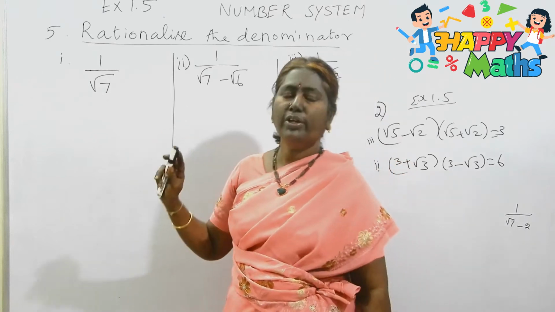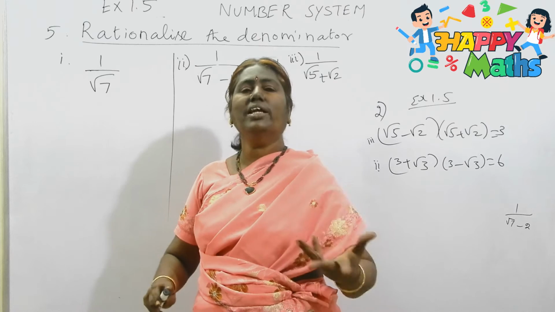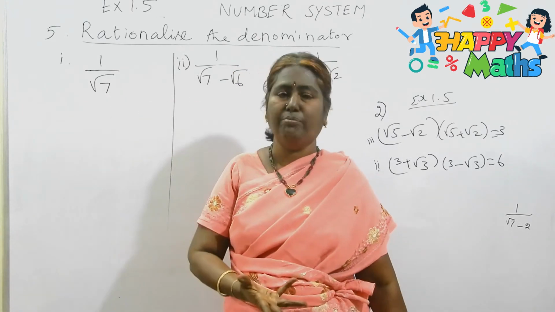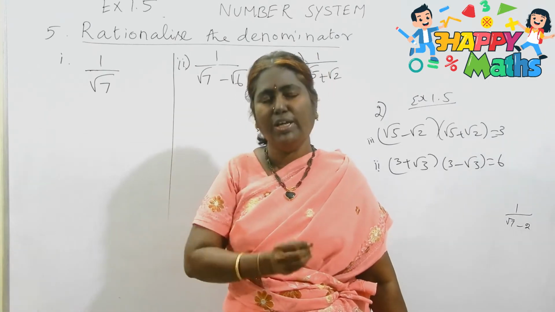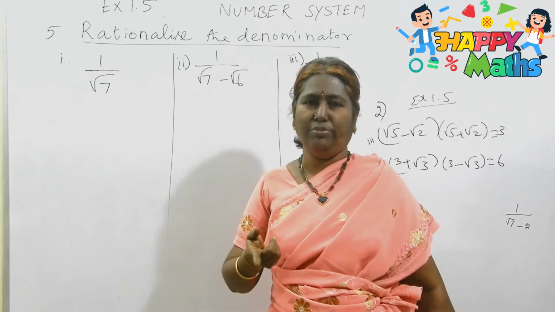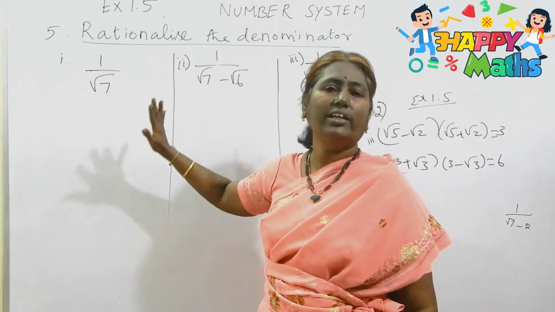See, what are the things we are going to do now? Rationalize the denominator. What does it mean? Rationalize the denominator means the denominator is an irrational number. So watch the video fully. What are the simple techniques and tips we are going to make use of? That is only the thinking, how we are thinking differently to make it rationalized.